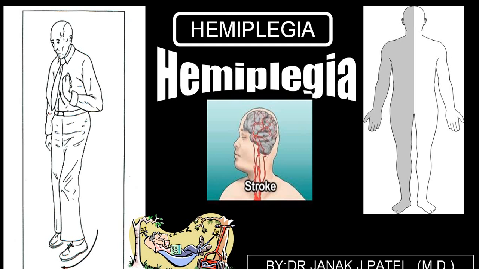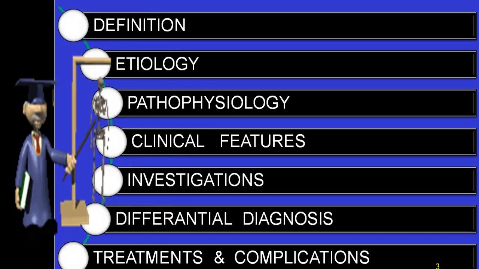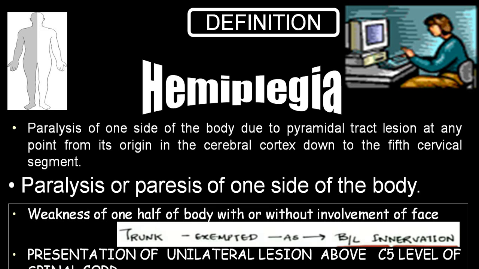So hemiplegia is, hemi means half, plegia means complete weakness of half of the body. When you say paresis, it means partial weakness. So when there is complete weakness, we use the word plegia, and paresis means partial weakness. It is a paralysis of one side of the body due to a pyramidal tract lesion at any point from its origin, that is from the cerebral cortex up to the fifth cervical segment, because the upper limb is supplied from the C5 level. So weakness of half of the body, with or without involvement of the face, that is cranial nerve, will be labeled as hemi. Depending upon the type of weakness, if complete we call plegia, and if partial we call paresis.